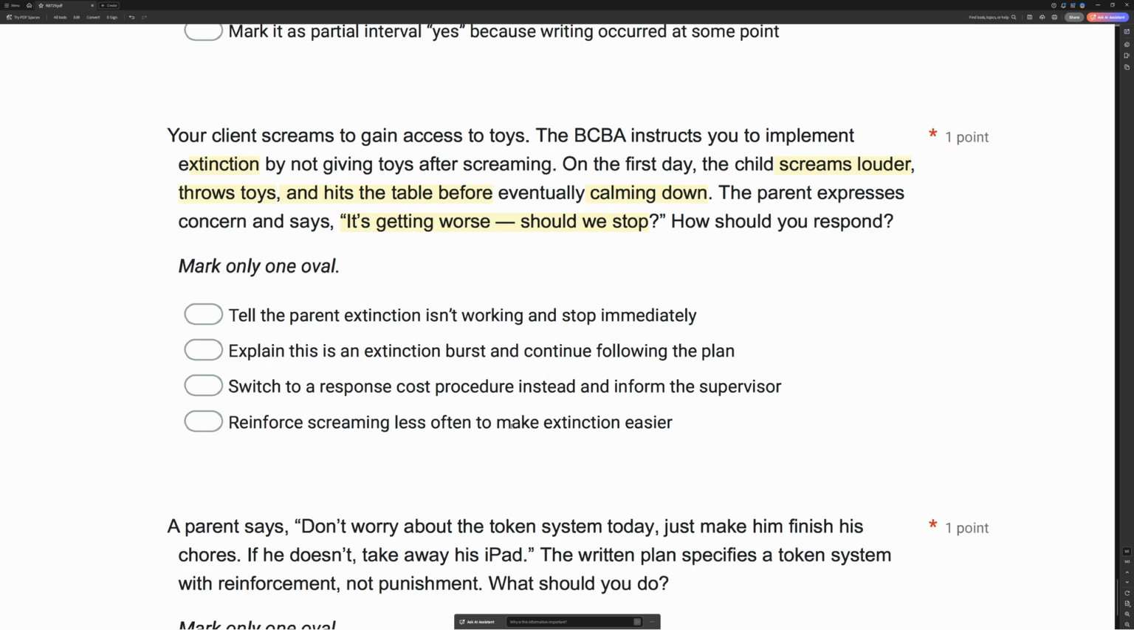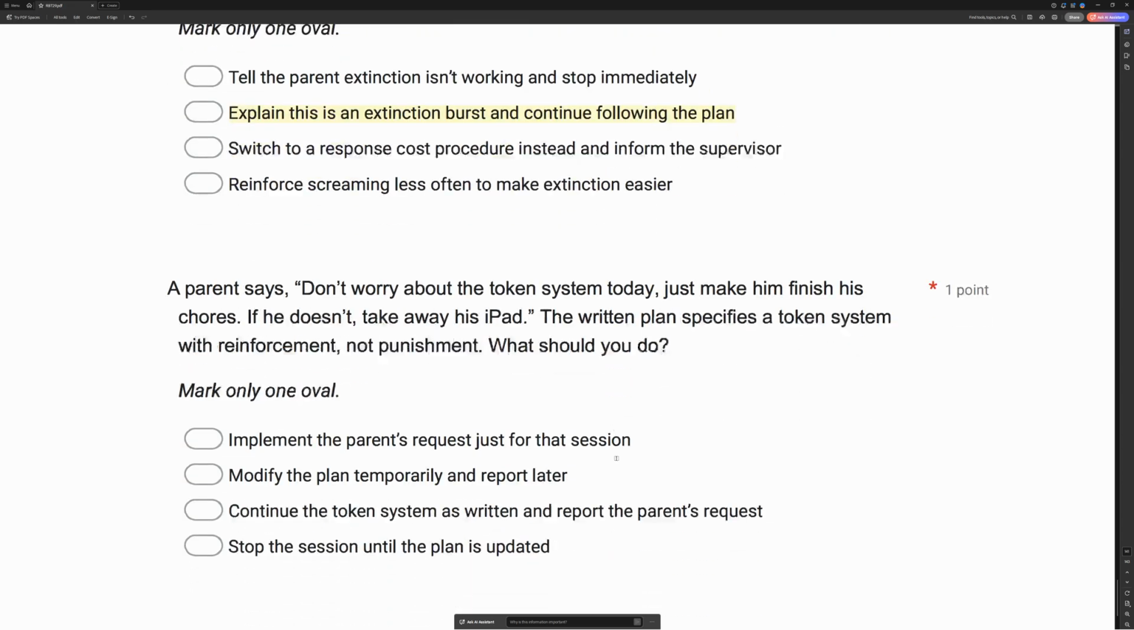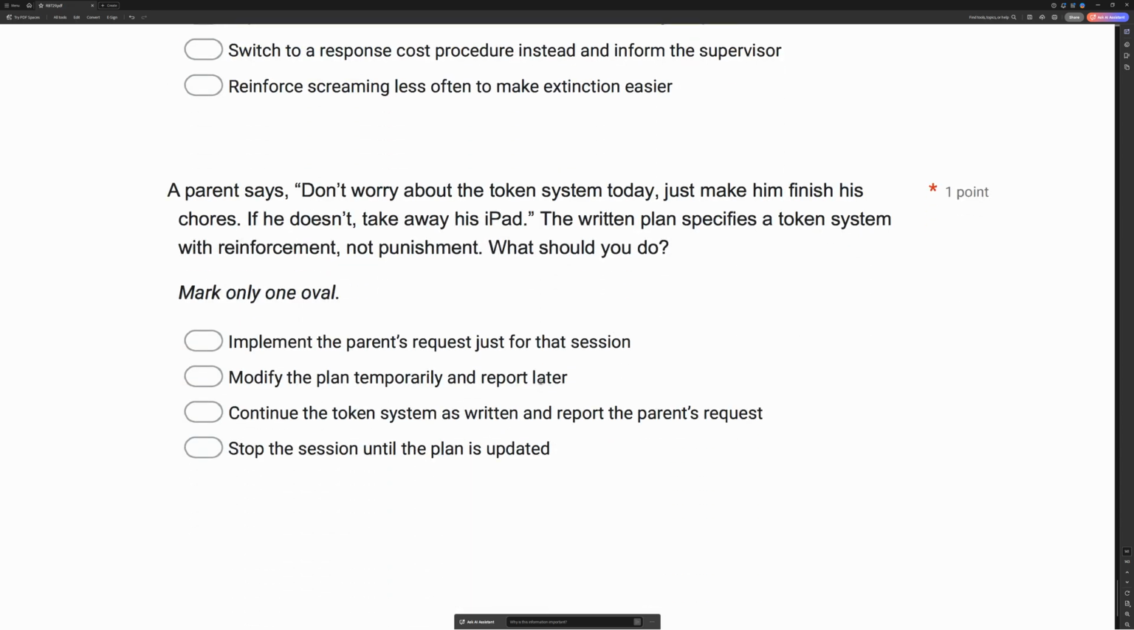C, switch to a response cost procedure instead and inform the supervisor. We're not going to switch from extinction to punishment, especially when extinction seems to be working. And D, reinforce screaming less often to make extinction easier. Well, of course, we are putting screaming on extinction, meaning we're not giving it any reinforcement. So what we're going to do is respond by explaining this is an extinction burst and following the plan.